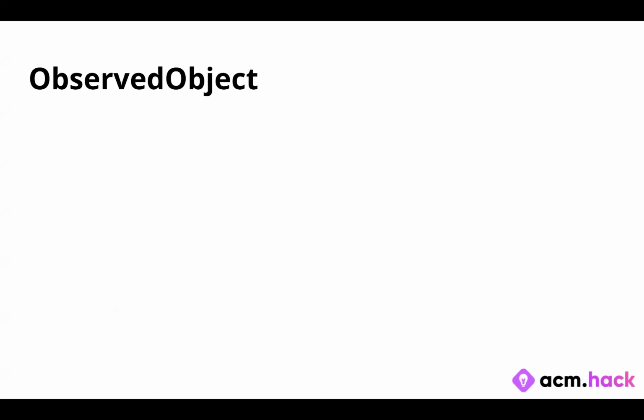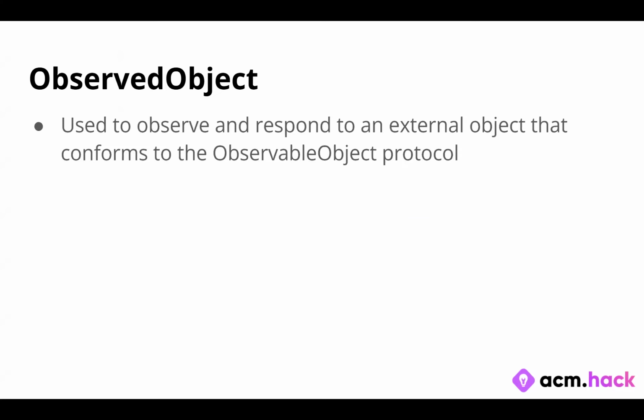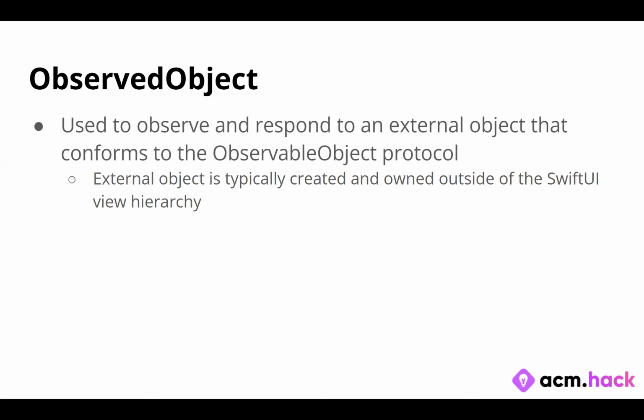All right, so next up is the ObservedObject. An observed object is very similar to the @State property wrapper in that it's used to observe and respond to any change to a specific property in an observable object. In this case, however, unlike the state variable, the external object is typically created and owned outside of the view hierarchy, whereas when you use the @State property wrapper, that data is contained within the view itself, if that makes sense.